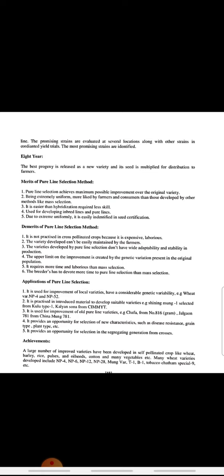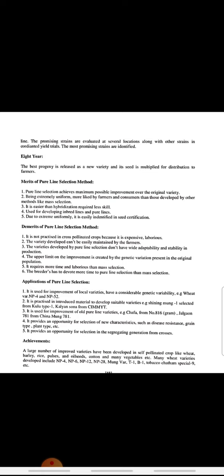Application of pure line selection: it is used for improvement of local varieties having considerable genetic variation, for example wheat. It is practiced in introduced material to develop suitable varieties, the shining example being mung. It is used for improvement of old pure line varieties, example is Safa. It provides an opportunity for selection of new characteristics such as disease resistance, grain type, plant type, etc. It provides an opportunity for selection in the segregating generation from crosses.